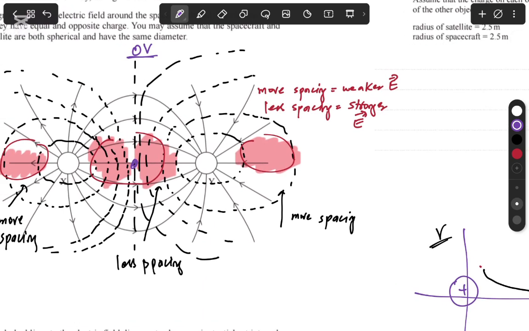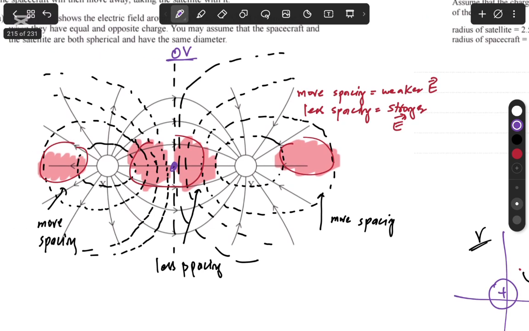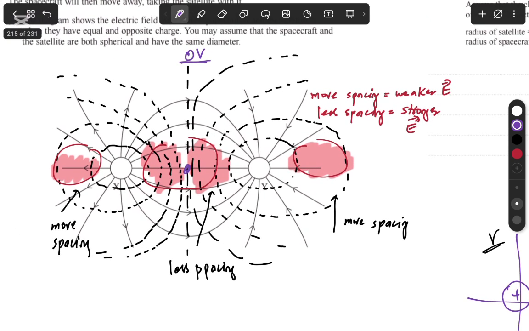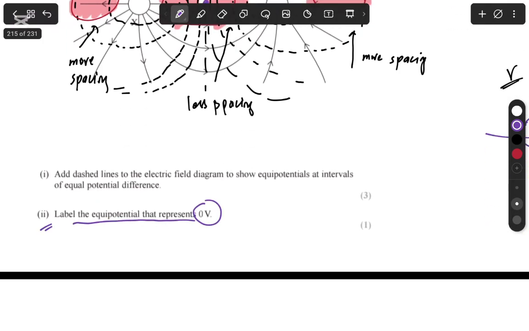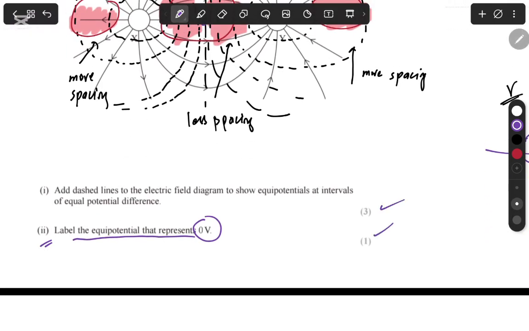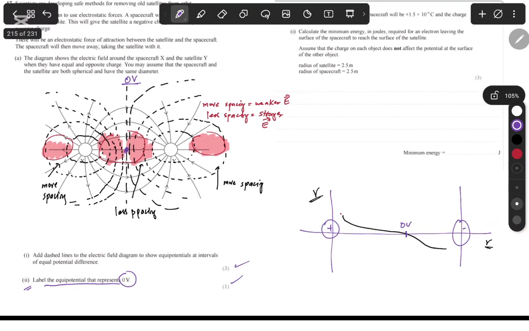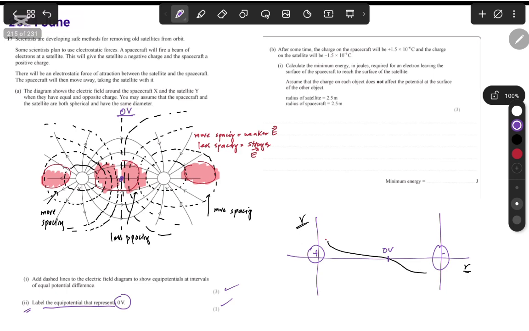So now we're looking at the electric potential, and I hope that's clear. Don't mix it up with the electric field. And we've also solved the next part as well. I think that's all I'll keep for this video. I'll move the next part to the next video.